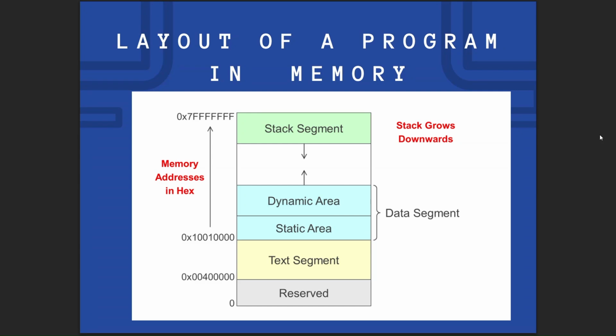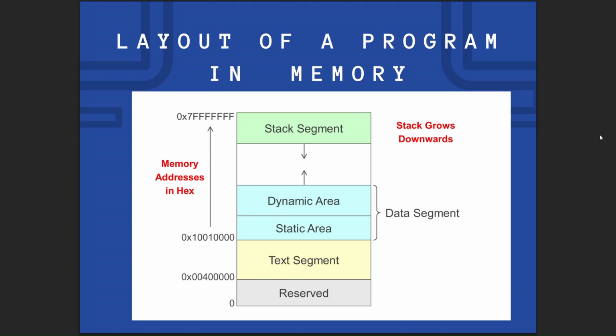Next is the static area. This holds global and static variables that exist for the entire lifetime of the program. These variables have fixed memory locations. Below that is the text segment. Starting address 0x00400000, that is again a hexadecimal number in MIPS. The text segment contains the actual machine instructions of the program. This is where your compiled code lives.